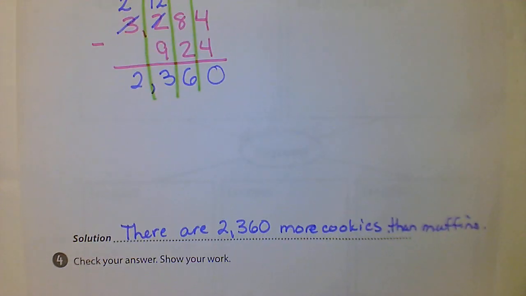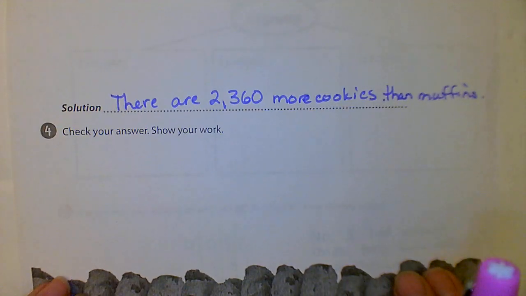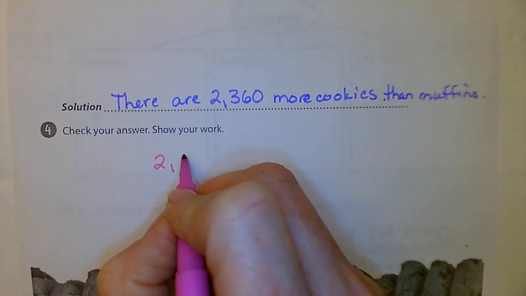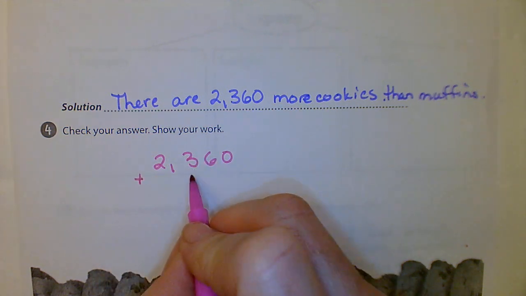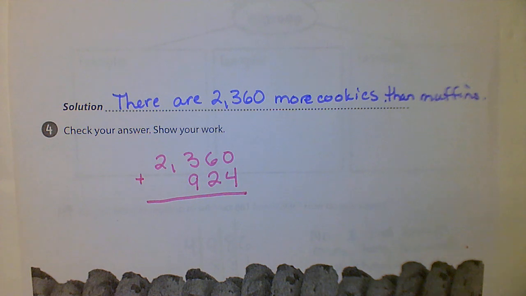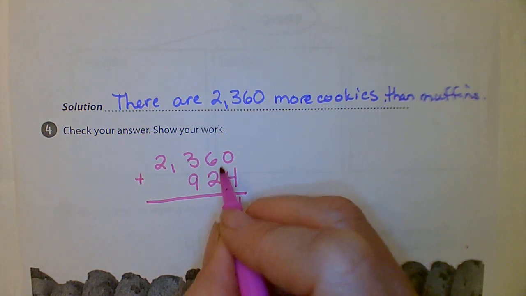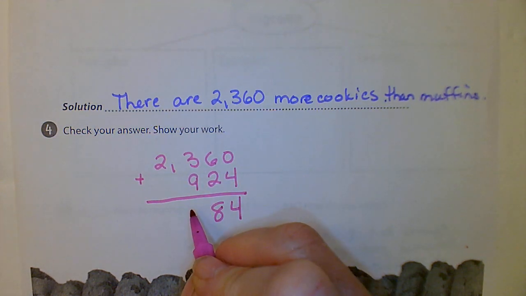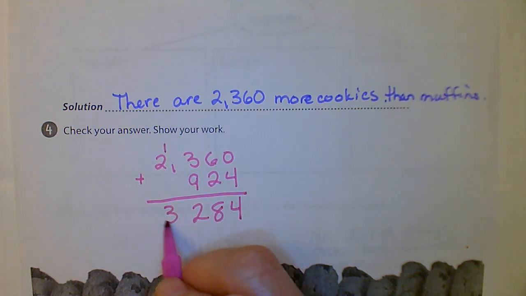So let's go ahead and do that. I know you guys can't see up top when I have it down here, but I'm going to go ahead and start here. So our answer was 2,360, and to that I'm going to add 924 to see if I get the original number. So now we're adding. 0 plus 4 is 4, 6 plus 2 is 8, 9 plus 3 is 12, I have to regroup, and 1 plus 2 is 3.